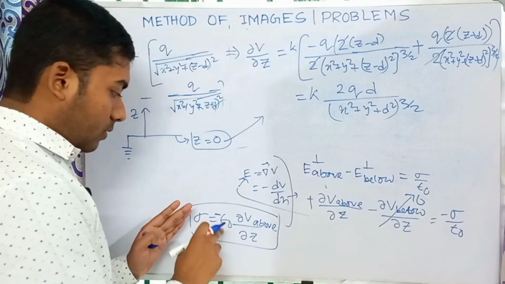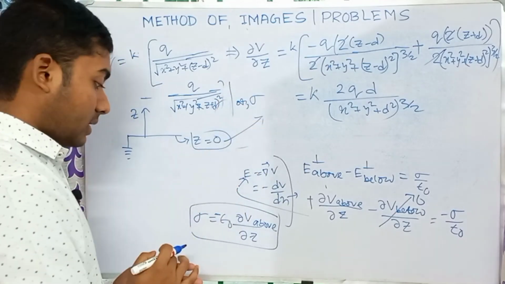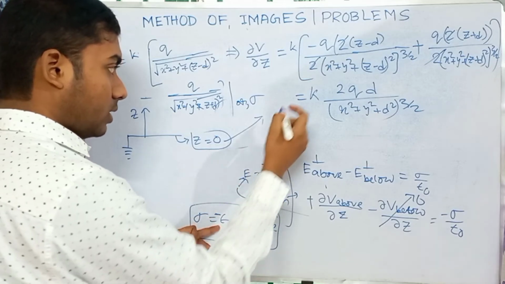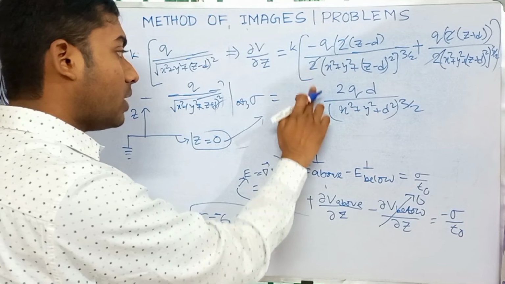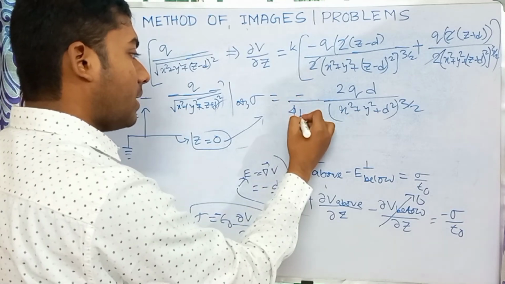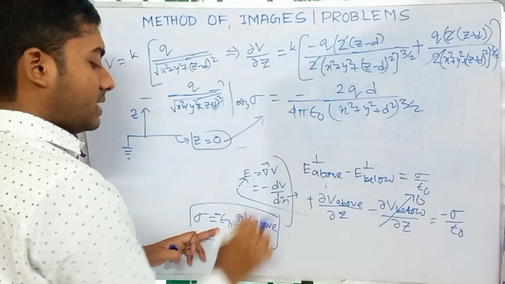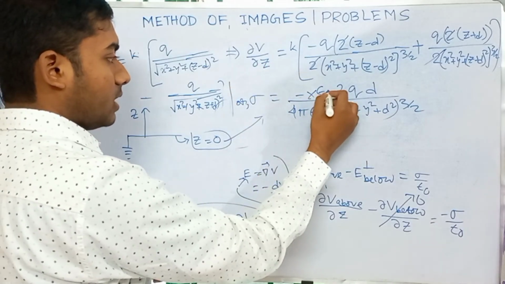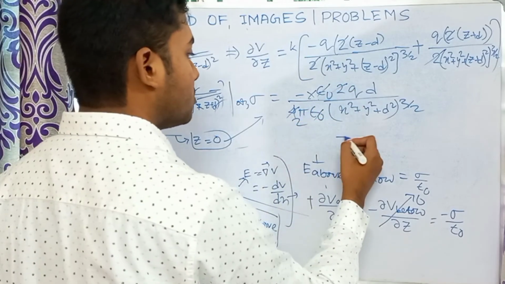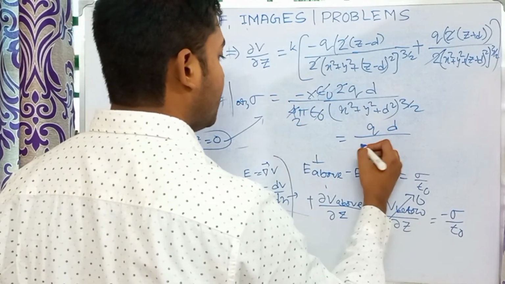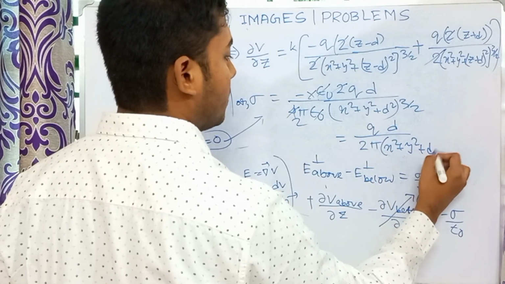Now what will be the sigma? The sigma will be minus epsilon naught times dv dz. With k equal to 1 by 4 pi epsilon naught, epsilon naught will cancel out, and 2 will cancel out. So this will be qd divided by 2 pi, x square plus y square plus d square whole to the power 3 by 2.